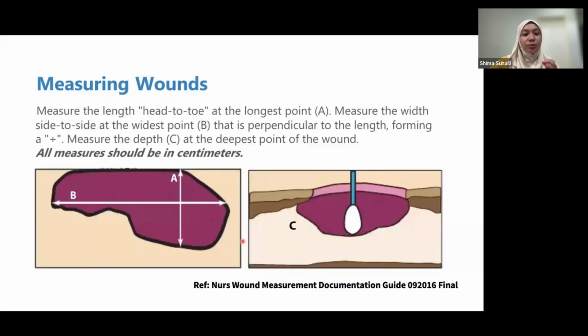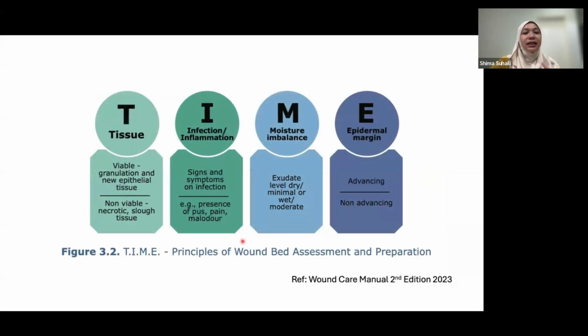Okay, only then you will know wound ni progress dengan baik ataupun tidak. Okay. So the next step, setelah you measure, then you have to do the time assessment. This basically is an assessment regarding the tissue viability. Sama ada tissue tu sihat ataupun tidak sihat.